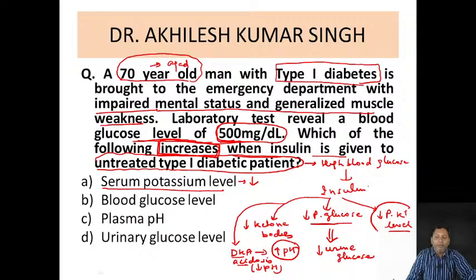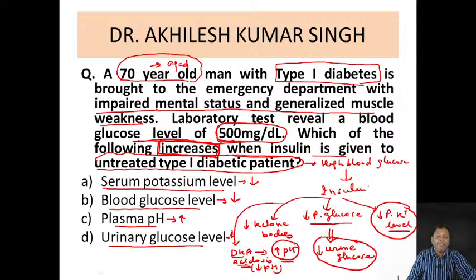In the previous question, I told you what will happen to the blood glucose level when we give the insulin. When we give the insulin, what will happen to the blood glucose level? It will also start decreasing, right? What will happen to the plasma pH? Plasma pH will start increasing, because it will change from acidosis and try to come to the normal level. And what will happen to the urine glucose level? Urine glucose level will also decrease, right?